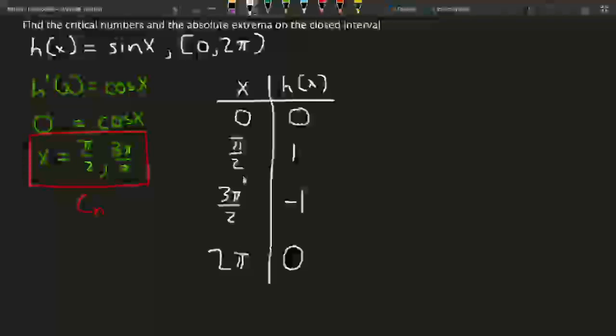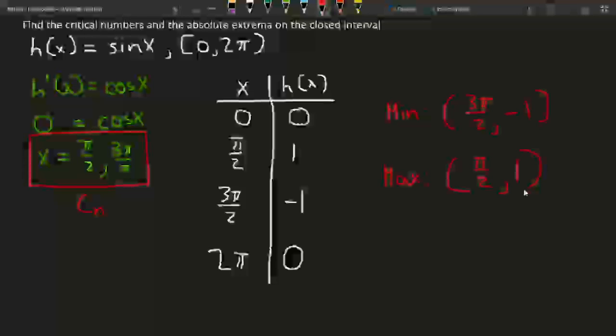So what does all of this mean? If we were to look at the absolute extrema, we're trying to find the absolute minimum and the absolute maximum. So if we're looking for the absolute minimum, we look for the lowest value. So in this case, it is 3 pi over 2 comma negative 1. And if we're looking for the absolute maximum, which we are, it would be equal to the highest y value. So 1 in this case is the highest y value. So the absolute maximum would be pi over 2 comma 1.